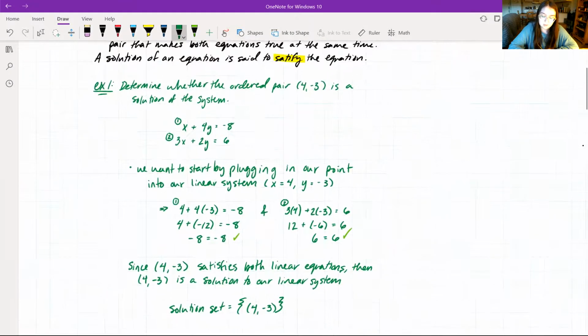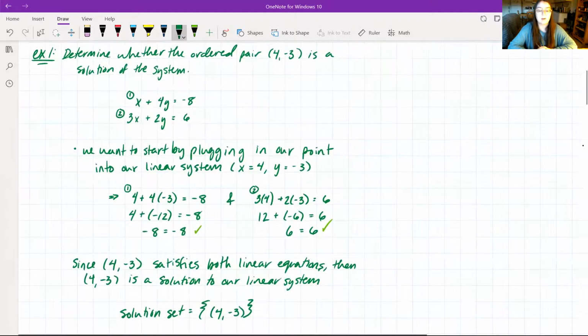So all we did to determine whether the ordered pair was a solution of the system was that we just plugged in the values of x and y that correspond to our ordered pair, and we just made sure that both of our statements were then correct. So that means that our ordered pair is a solution of our linear system.